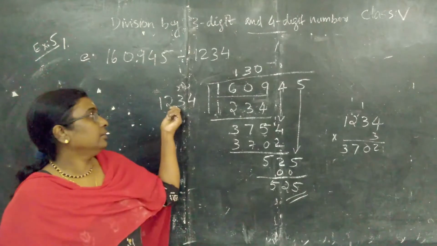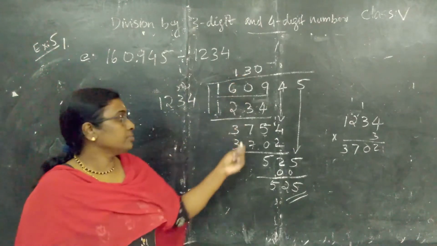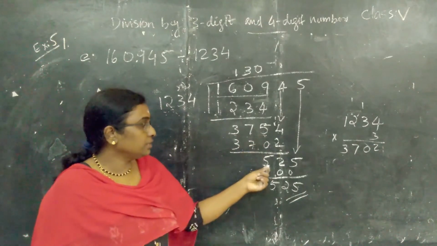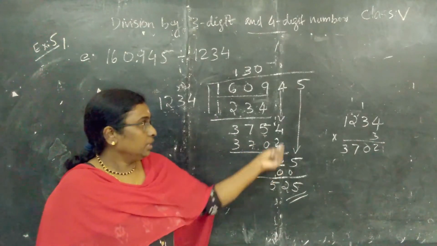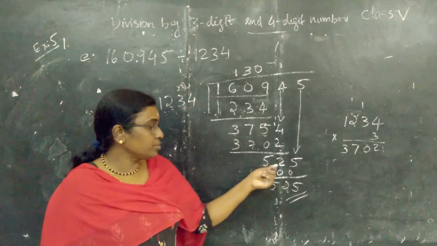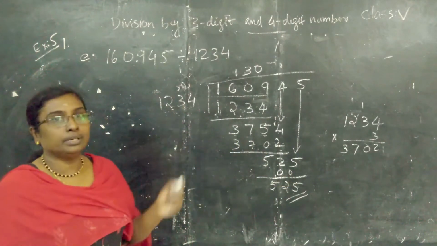Then divide. How many times? 3 times. We get 3,702. Then again subtract. We get 52. Let us rewrite down the last digit 5 here. How many times 525 in this number?